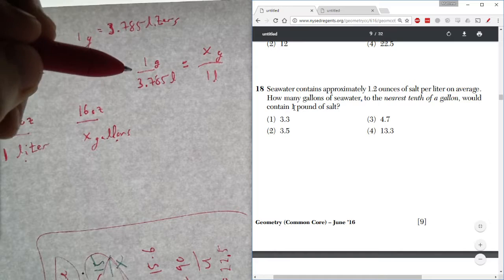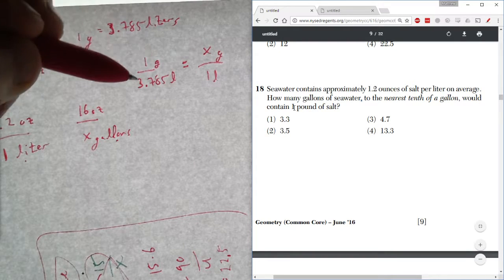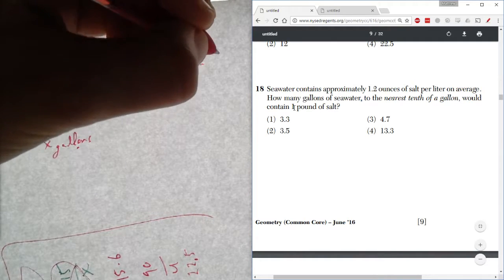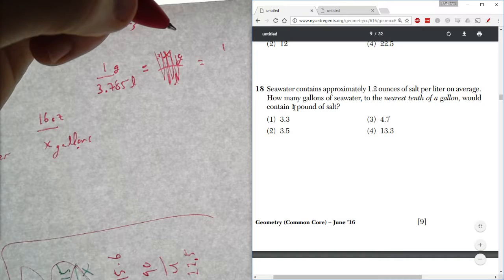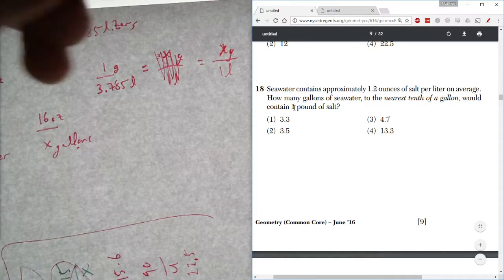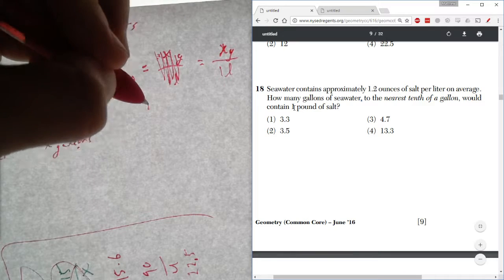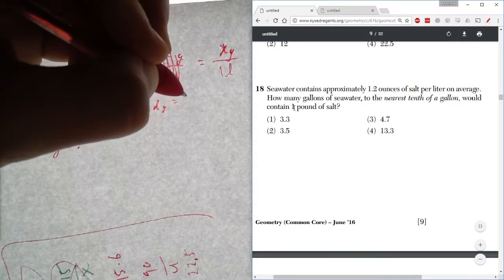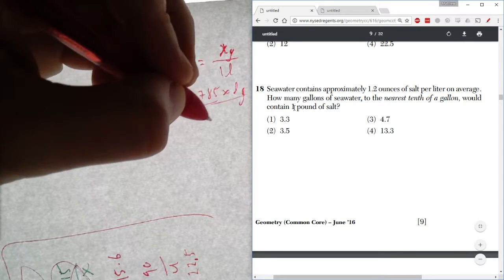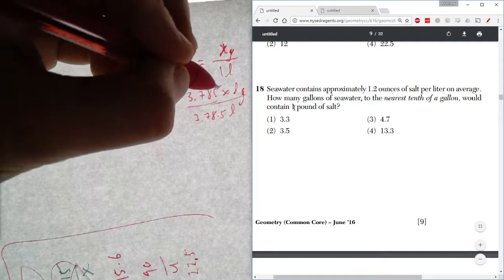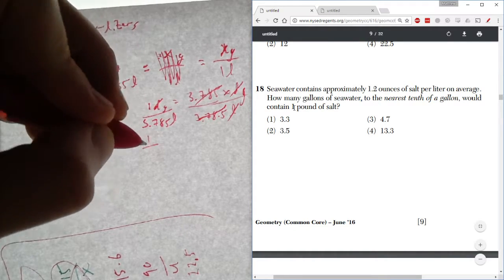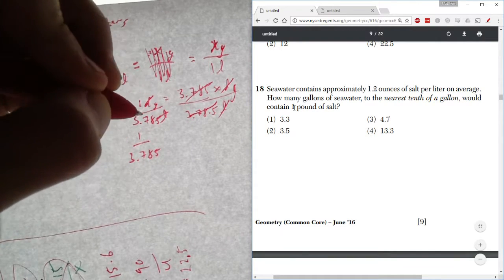For this, you just set up the equations to do your conversion. I put gallons on top, made a mistake, that's okay. Gallon over 1 liter. Cross multiply here. I'm left with 1 liter gallon is equal to 3.785 X liter gallons. I'll divide by 3.785 liters. The liters cancel with the liters. So 1 over 3.785.